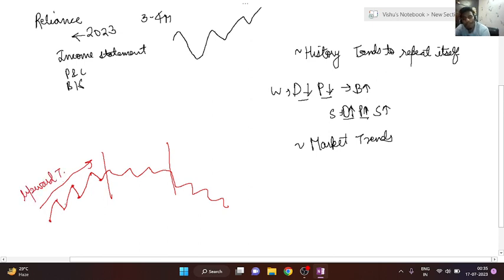Now in the upward trend, this is a low and this is a high. Again this is a low, this is a high, again this is a low, this is a high. In this upward trend, we see that this low is higher than this low, and this low is higher than this low. That means we are looking at higher lows.